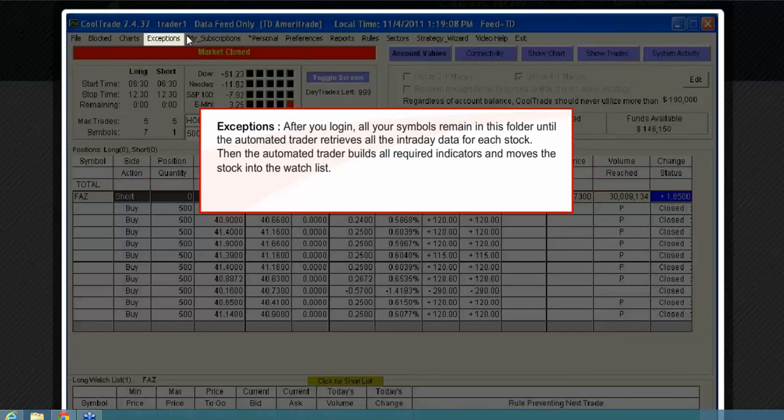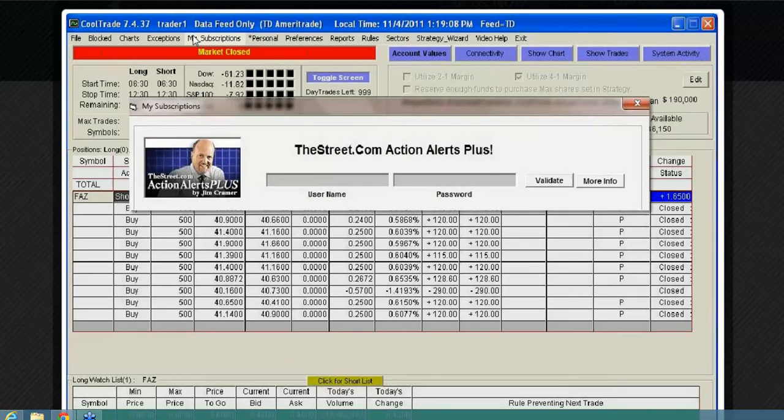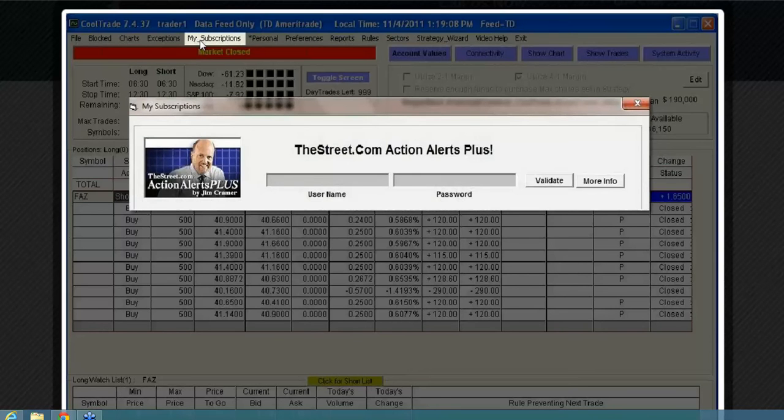My subscription, if you're a Jim Cramer fan and you had an account, you were following his Action Alerts Plus, you could go ahead and enter your username and password, and that would allow you to follow Jim Cramer. So if Jim tells you to buy a stock, the robotic trader will have the ability to open up that position for you without you having to be there. So that's for folks that like to follow Jim Cramer.